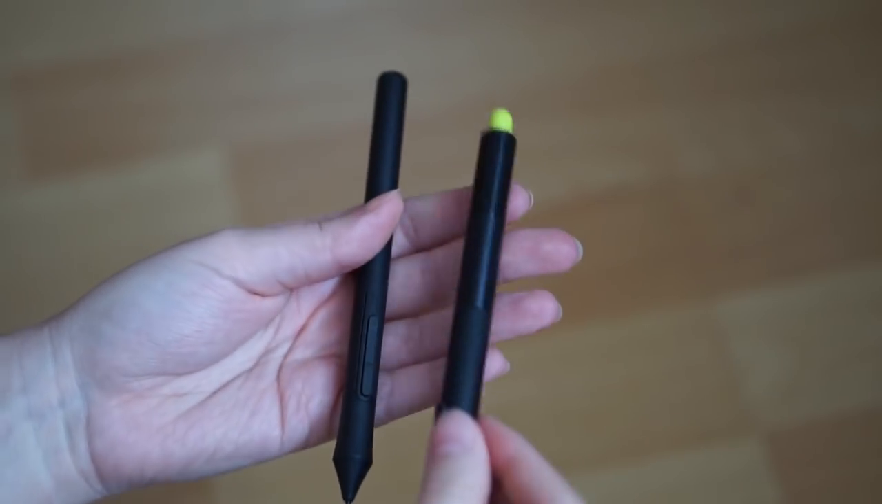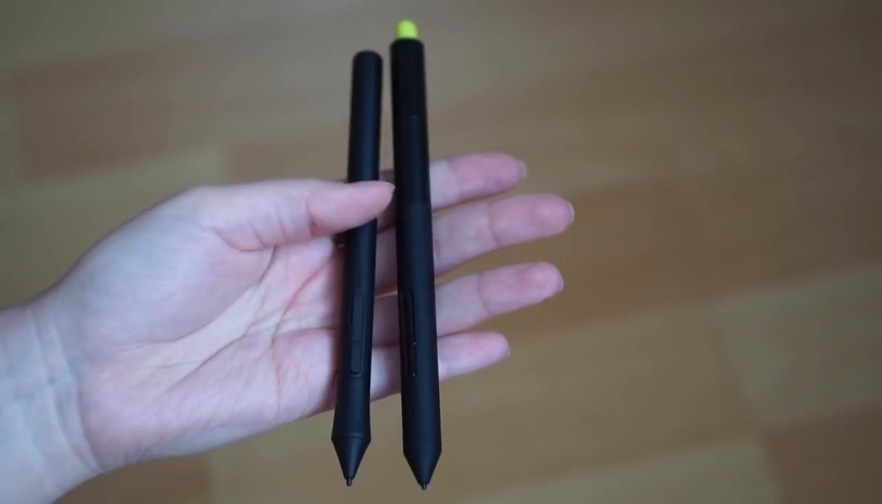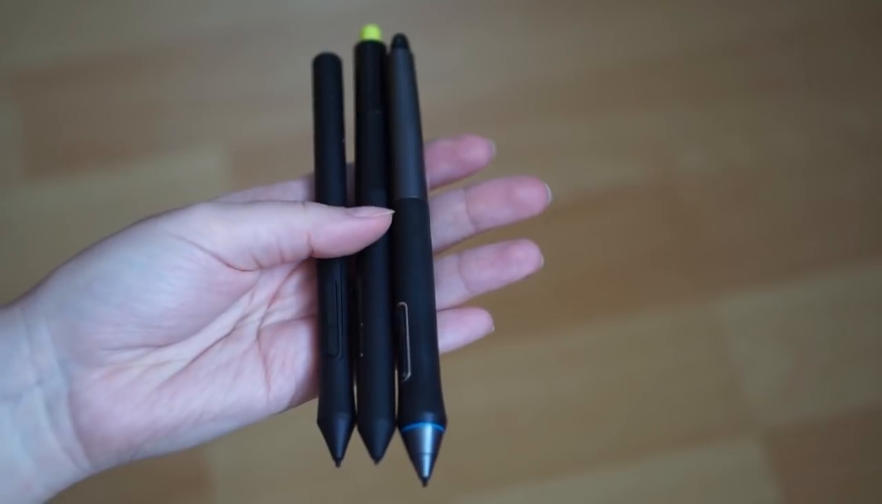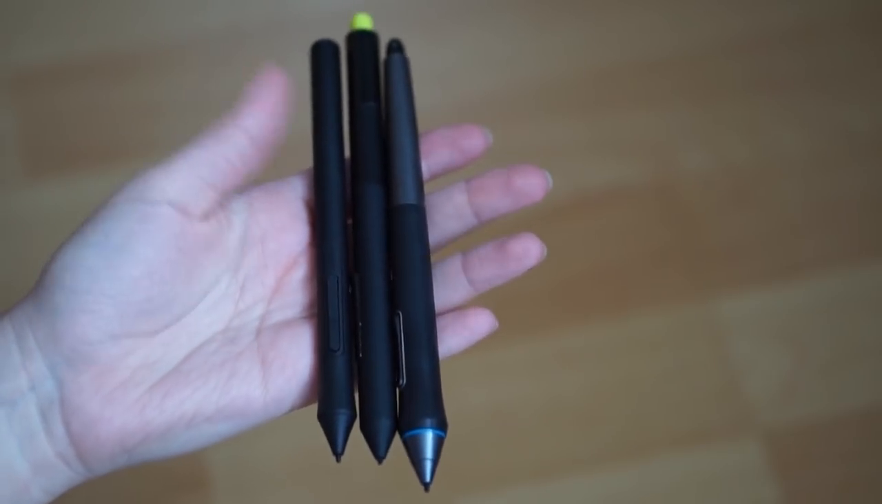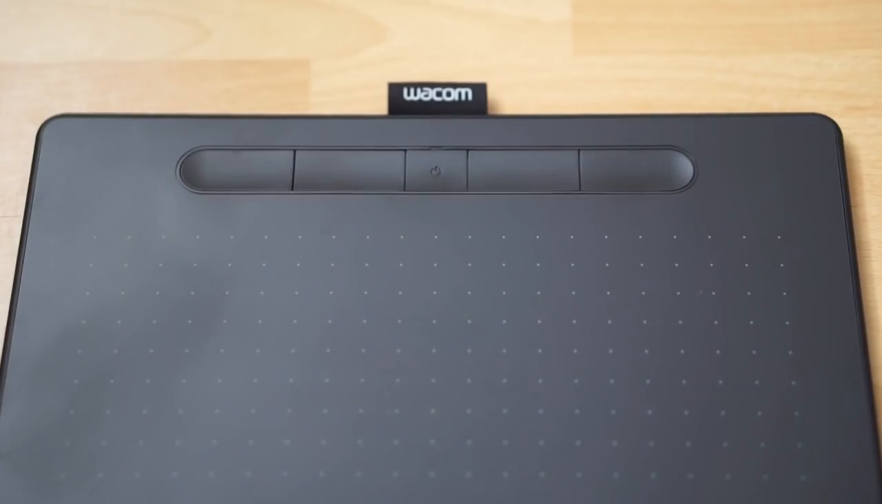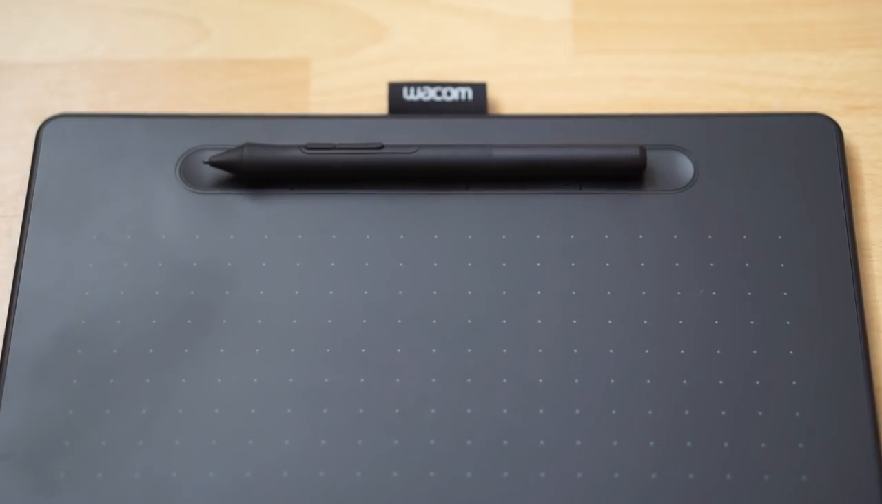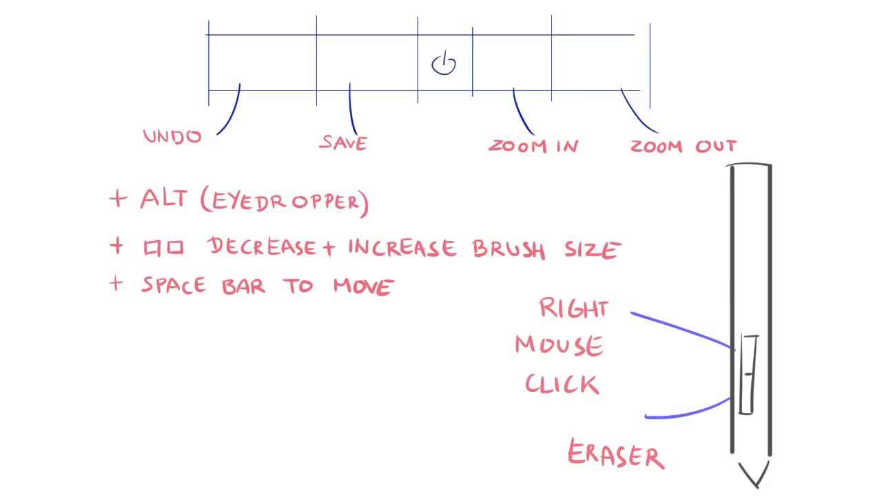Compared to the Bamboo and the Cintiq 13 HD pen, this one is a little thinner and smaller, but still pretty comfortable to use. Part of the new design are the express keys on top of the tablet, which function as a pen tray. This is how I assigned the shortcuts for my test run.